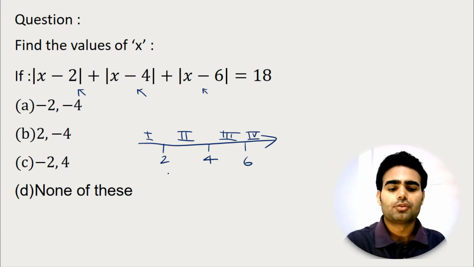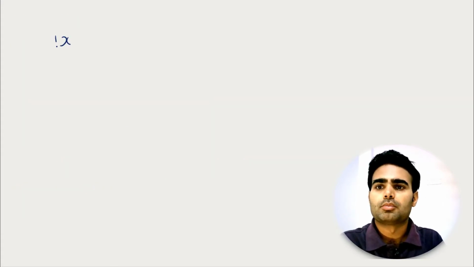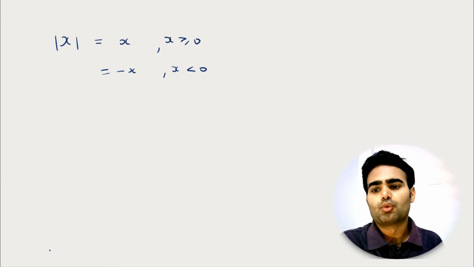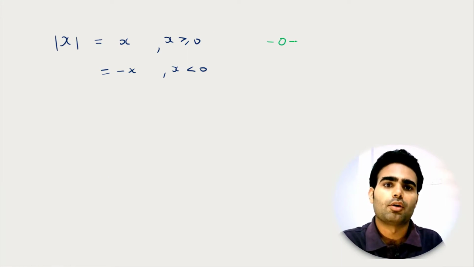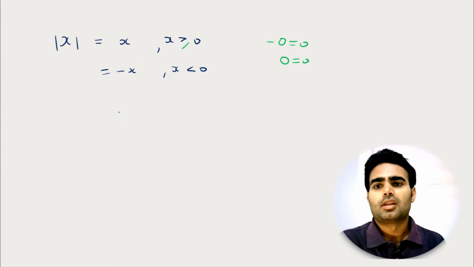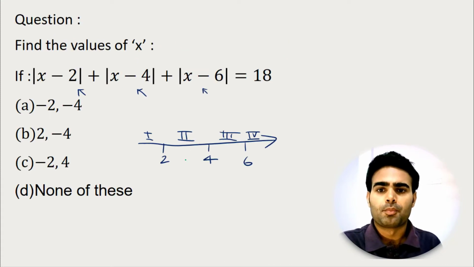Because we know about mod, right? Mod x is equal to x when x is greater than or equal to 0, and it is equal to minus x when x is less than 0. We include 0 in any one of the cases because minus of 0 is also equal to 0, and 0 is also equal to 0. That's why we include this equality in any one of the cases. Usually we include 0 with the greater than sign. So let us proceed with the question, but we have to make the cases.